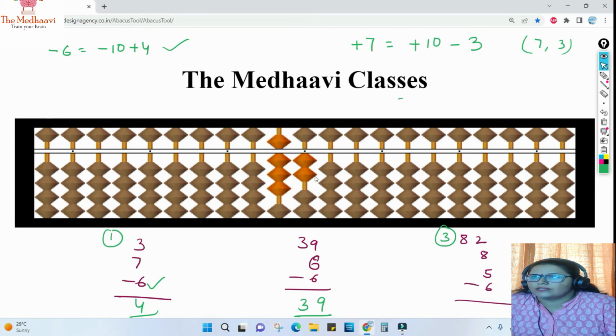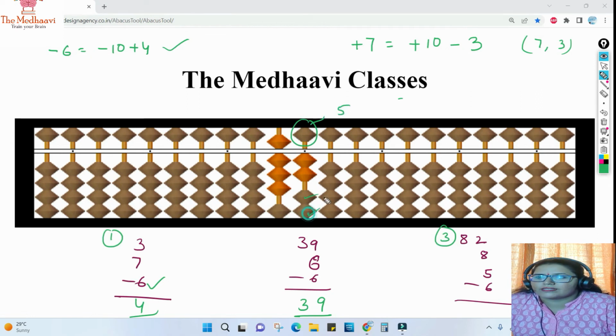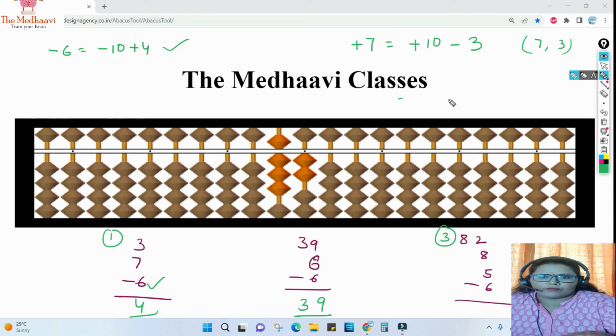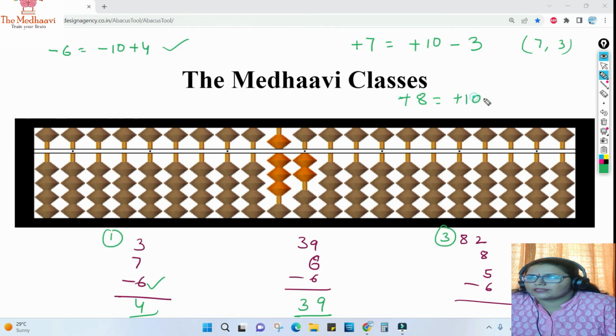82. 8 on the tens place, 2 on the unit place. Now add 8. We cannot add 8 because this bead has value 5, 6, 7. So we have only 7 on the unit place. How do you add 8? Plus 8 is plus 10 minus 2. This we did in our last classes. If you have not gone through them, please go through those classes so that you can relate. Plus 10 minus 2, because 8 and 2 are big friends to each other.